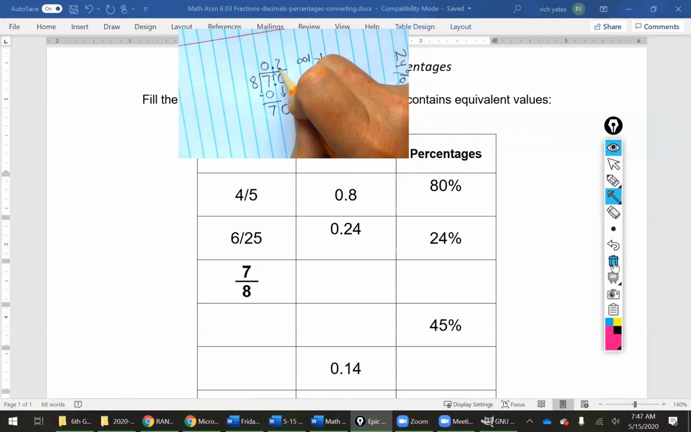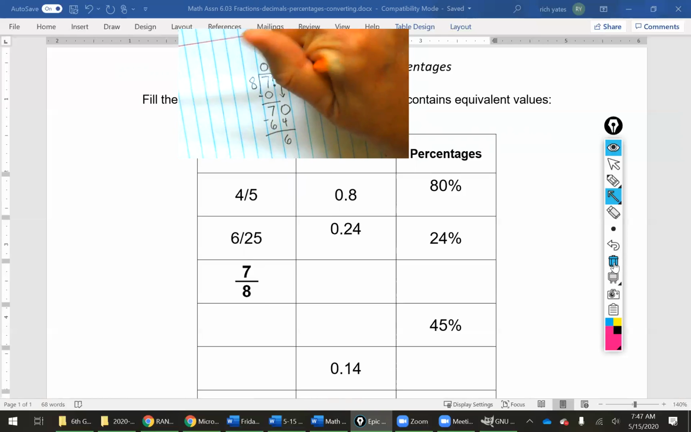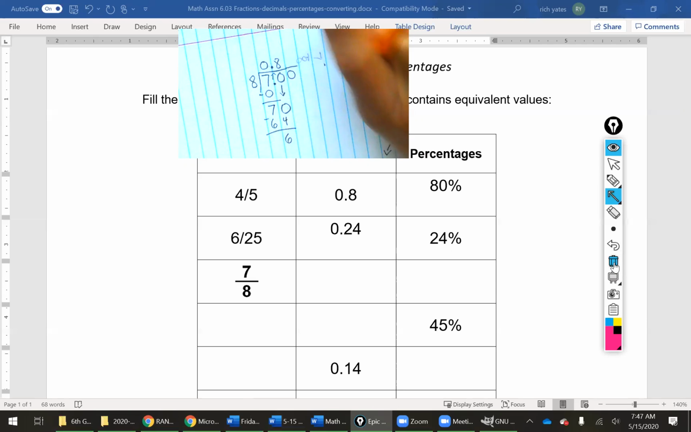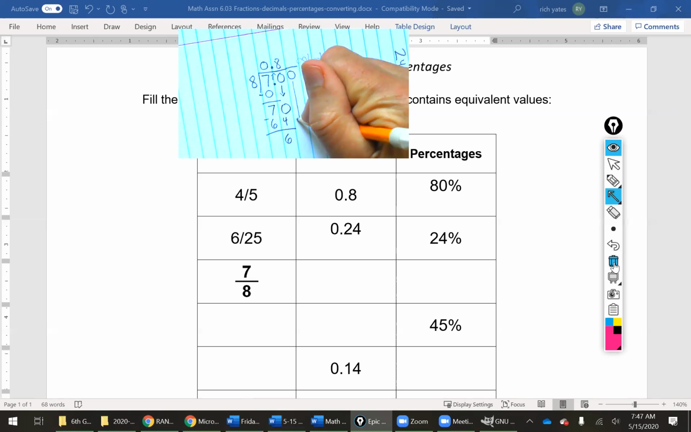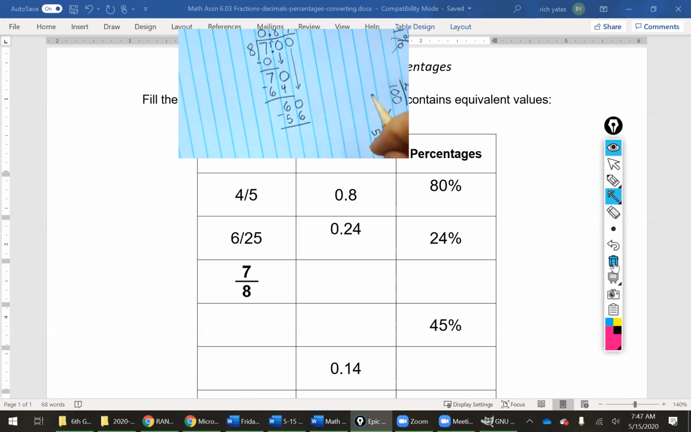8 times 8 is 64, which is pretty close to 70. 70 minus 64 is 6. Annex another 0. And it looks like I might have squished. Yeah, let me just erase this 7/8 so I have some room. Drop down this next 0. That gives me 60. 8 times 7 is 56. Now I have a remainder of 4.